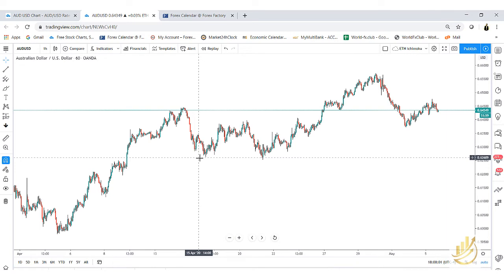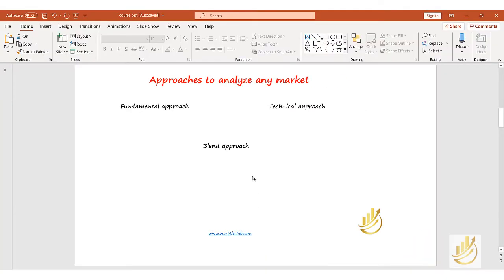In technical, the demerit is that sometimes you pick up points based on your analysis, that this is the right time to sell or this is the right time to buy based on your approach, but due to some news event you will hit your stop loss, because news events create a lot of volatility in the market, which can easily hit your stop loss. So there are some demerits, but that is why we have a new type of approach called a blended approach.